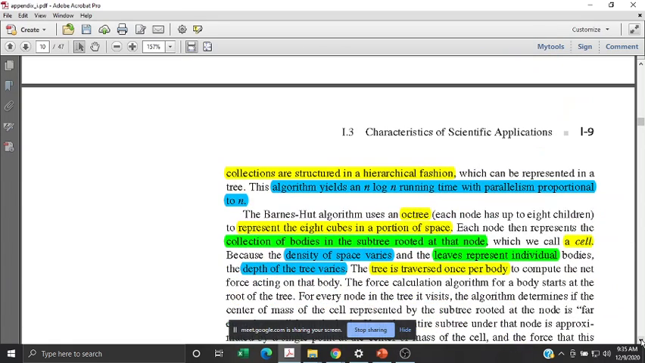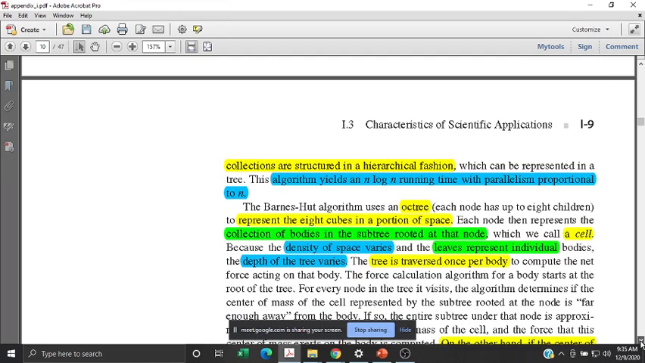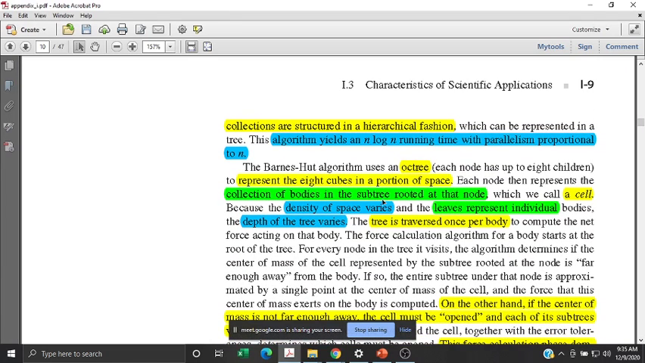So the algorithm is n log n running time with parallelism proportional to n. That means how much parallelism is needed, where n here is stating the problem's complexity. Parallelism happens with respect to p, the number of processors involved. So the Barnes-Hut algorithm uses an octree. For every node, you put up 8 children, a collection of bodies in the subtree rooted at the node. That's whatever we have seen until I reach a particular node cell.